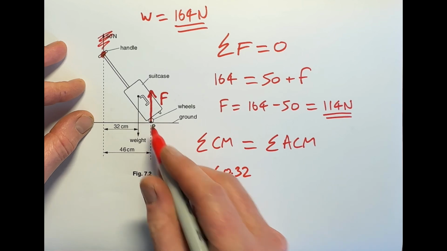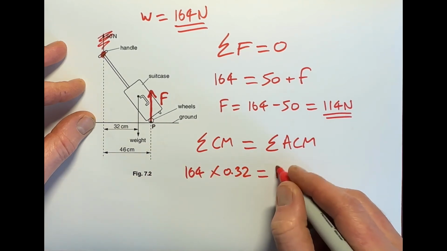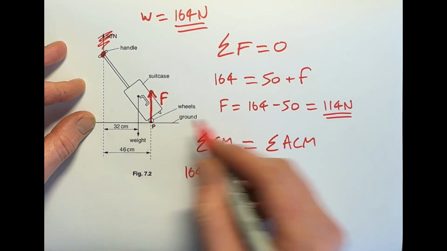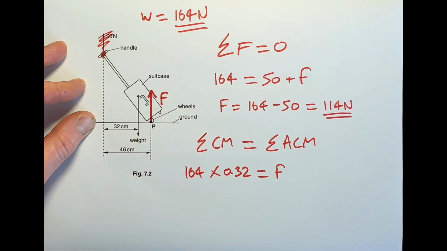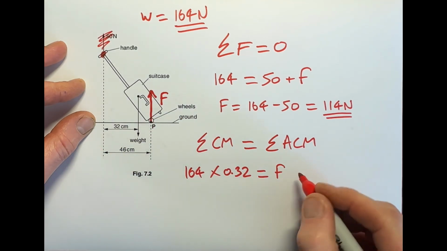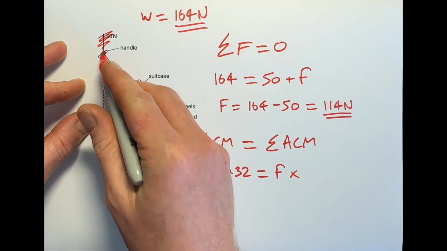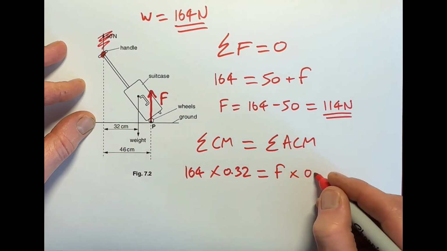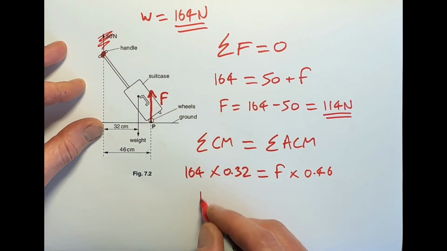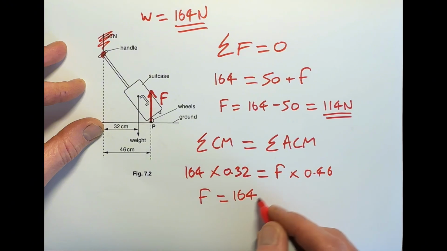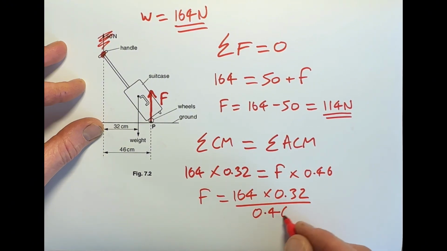And then we've got anti-clockwise, we've got this force F, which we don't know. Well, we do know, but we're going to try and find it out a different way. So we're pretending we don't know it at the moment. Multiplied by its perpendicular distance from the pivot point, which is 0.46. So F is going to be equal to 164 times 0.32 divided by 0.46.